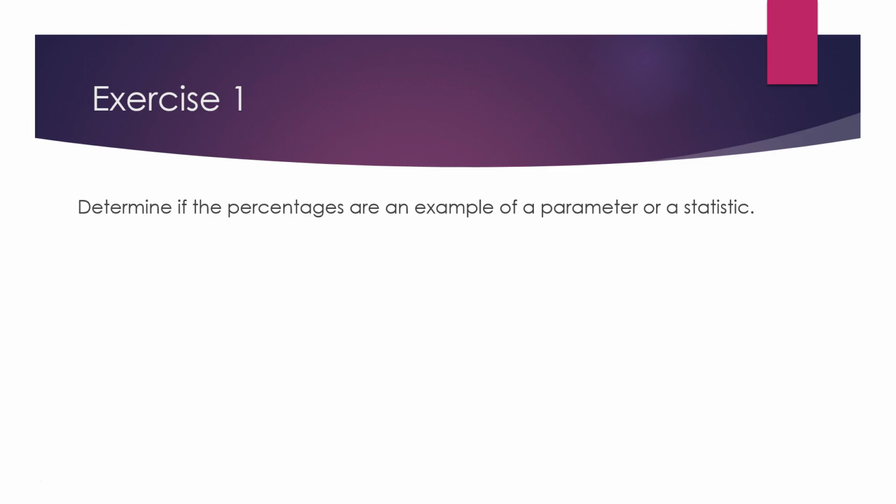So let's do some practice with these. The first exercise, determine if the percentages are an example of a parameter or a statistic. Of the 100 senators, 38% voted yes on a particular bill.